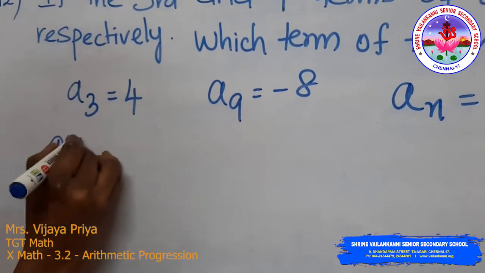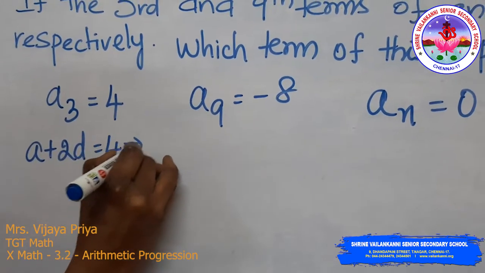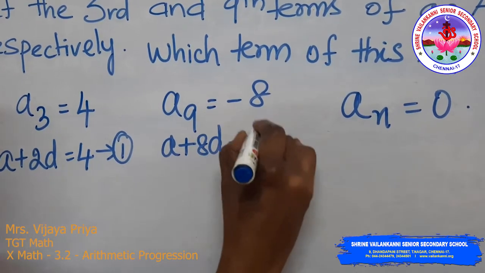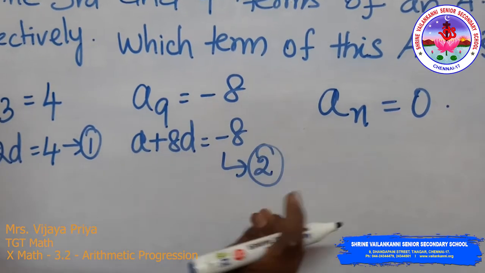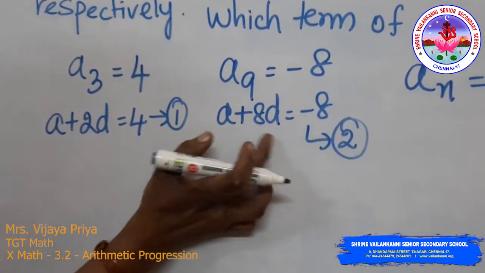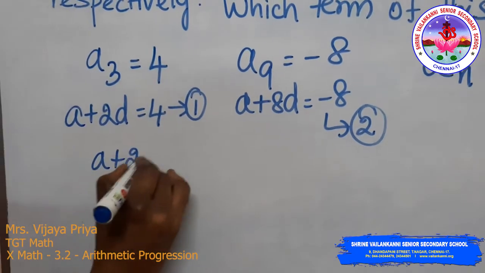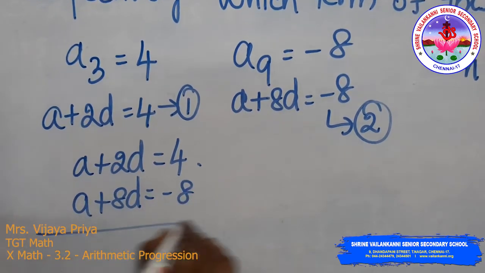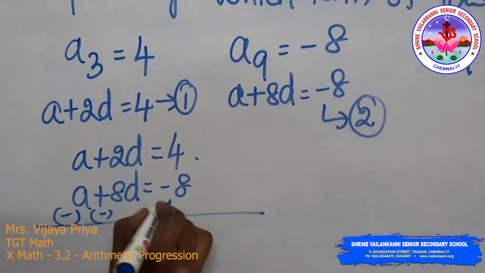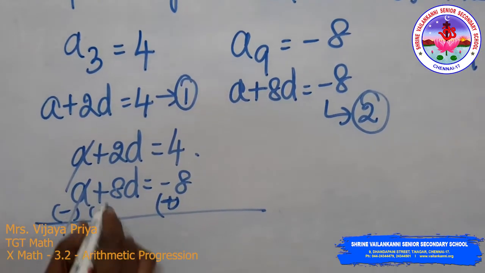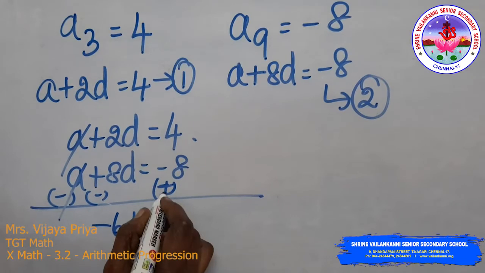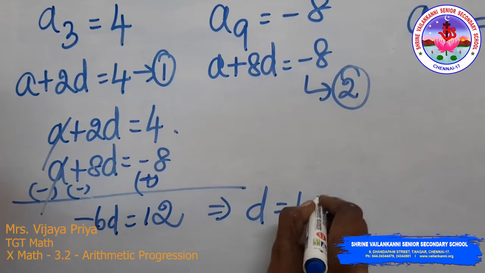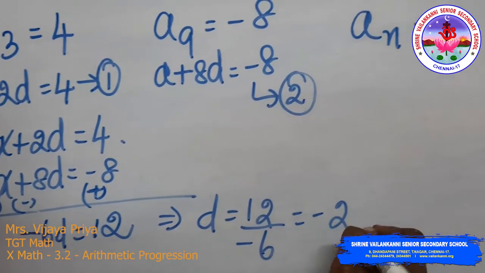So A3 is A plus 2D is equal to 4, calling this equation 1. And the second one, A plus 8D is equal to minus 8, equation 2, expanded using the an formula. I am going to solve these two equations. I am changing sign, so A minus A gets cancelled. Here you will have minus 6D, so minus 8 and plus 4 becomes plus 12, so D is equal to 12 divided by minus 6, which is equal to minus 2.